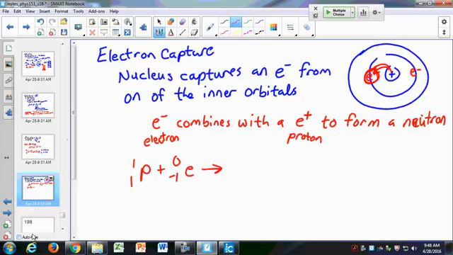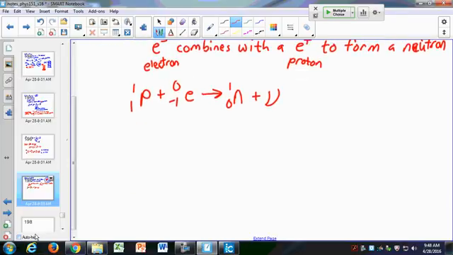And you can see that here. 1 plus 0 is 1. 1 minus 1 is 0. So my notation for my neutron, I gave this to you last time, but it looks like this. 1 and 0. It has mass but no charge, so the atomic number is 0. And then this is also going to form a neutrino. All right, so our equation looks like this.